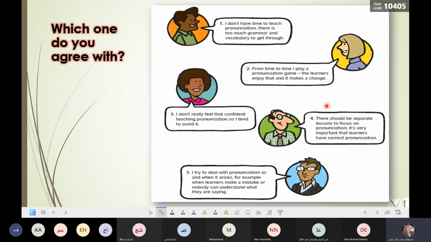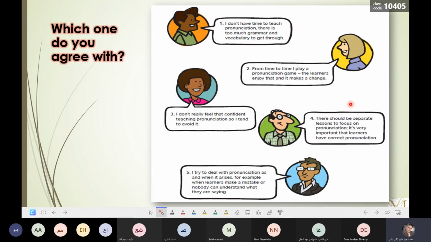Let me make sure that I understand you well. You mean that you can apply the two ideas. Sometimes you play, and sometimes you have a separate lesson for teaching pronunciation. Is that okay? Yes.